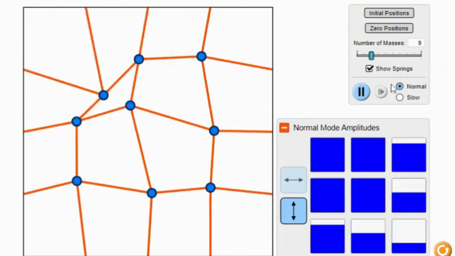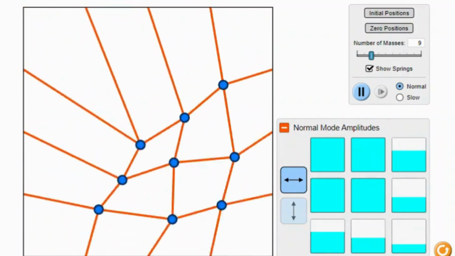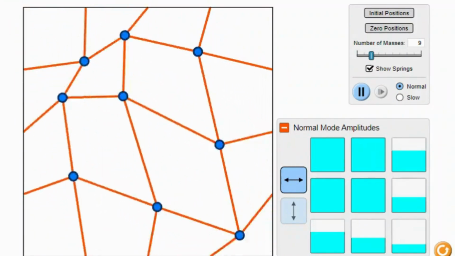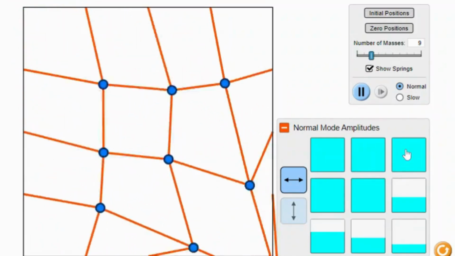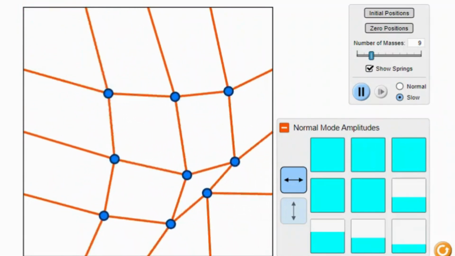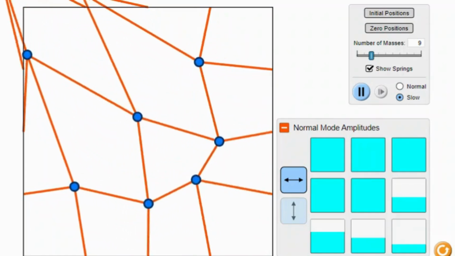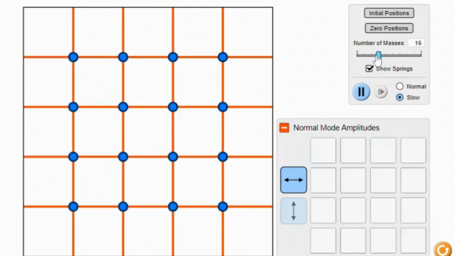By manipulating these parameters, students can gain a deeper understanding of the factors that influence the frequencies of normal modes. The simulation provides visual representations of the normal modes, allowing students to see the patterns of oscillation in real time. This visual approach helps students understand the relationships between different normal modes and their frequencies.